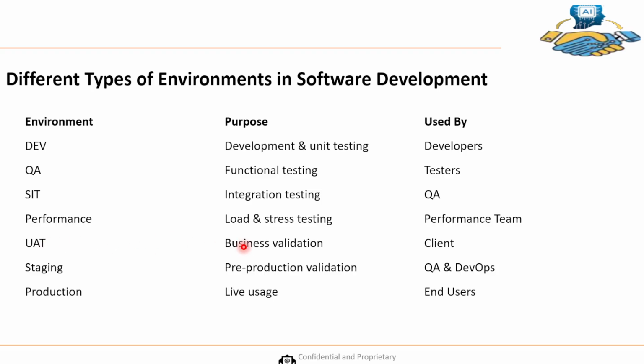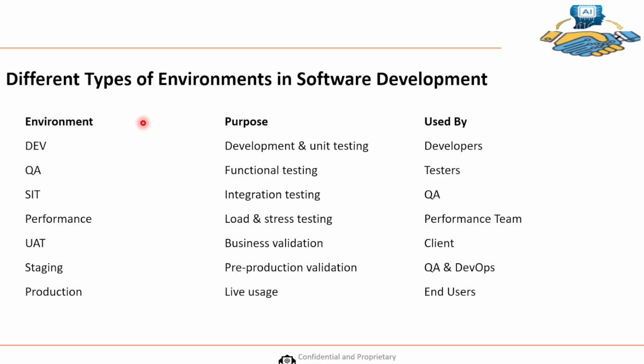Then next is UAT, for business validation purposes. Mostly the client is the user. Staging is for pre-production validation, and QA, DevOps, and product teams are using the staging environment. And the last is the production environment, with live users, and the users are the end users. So these are all the different types of environments in software development.